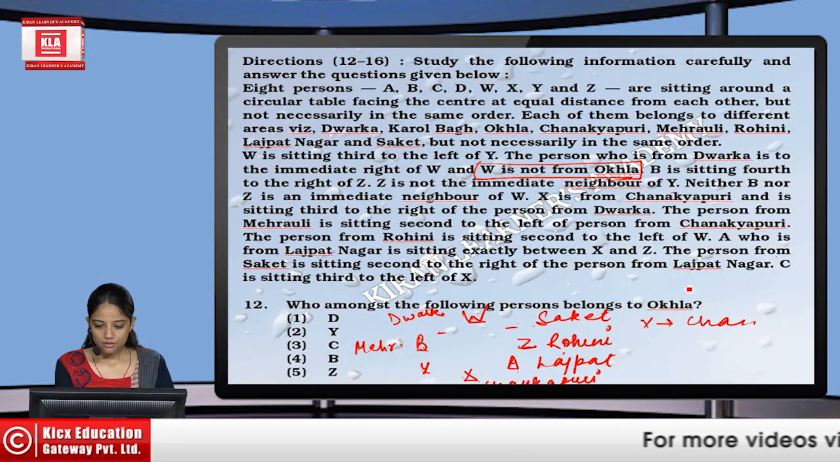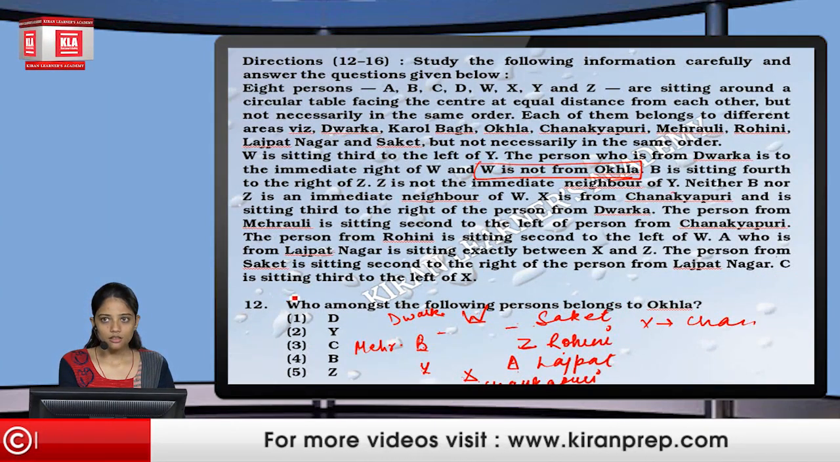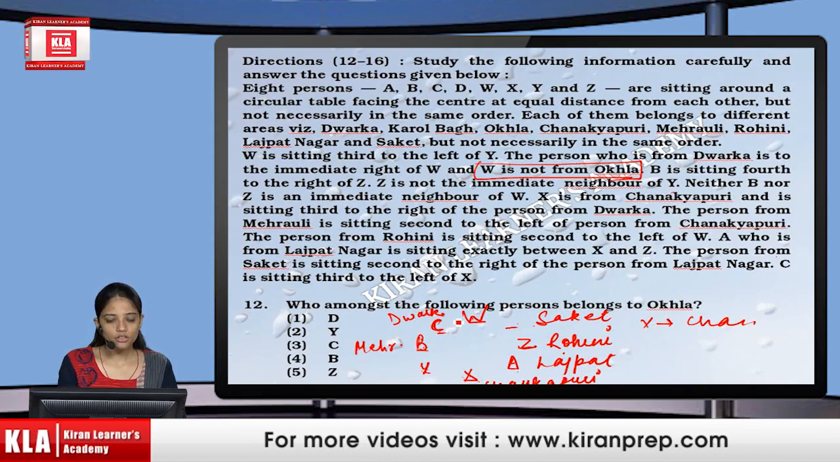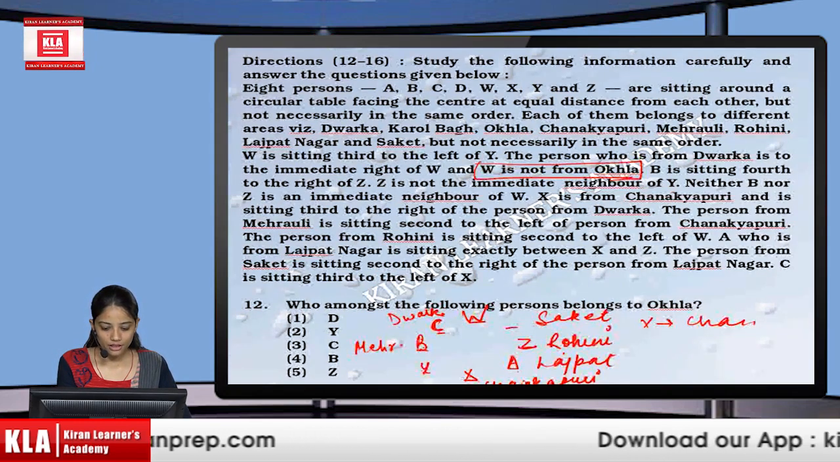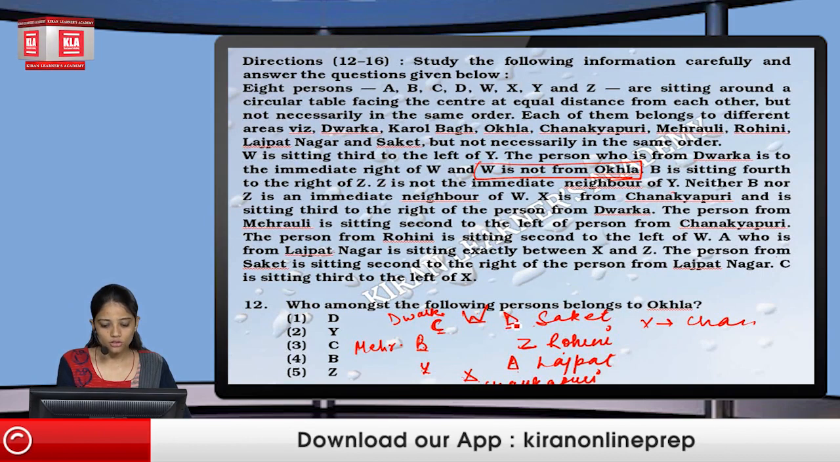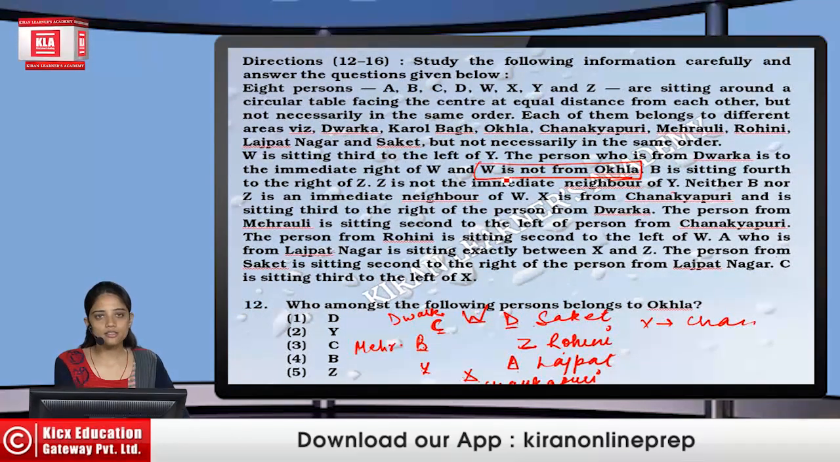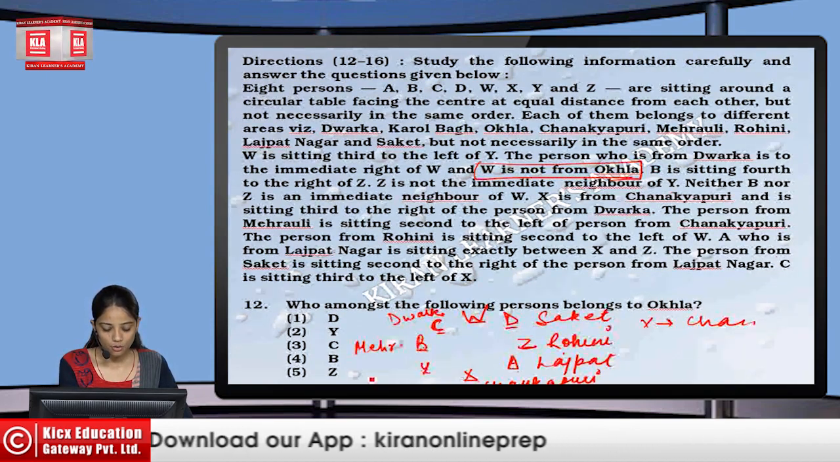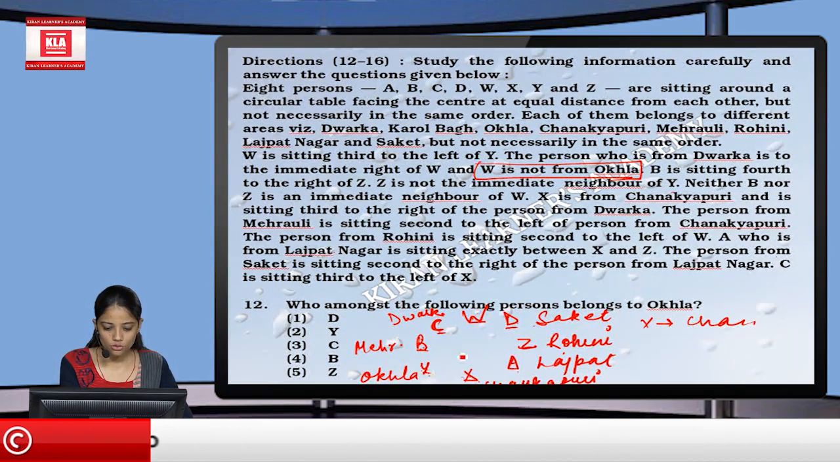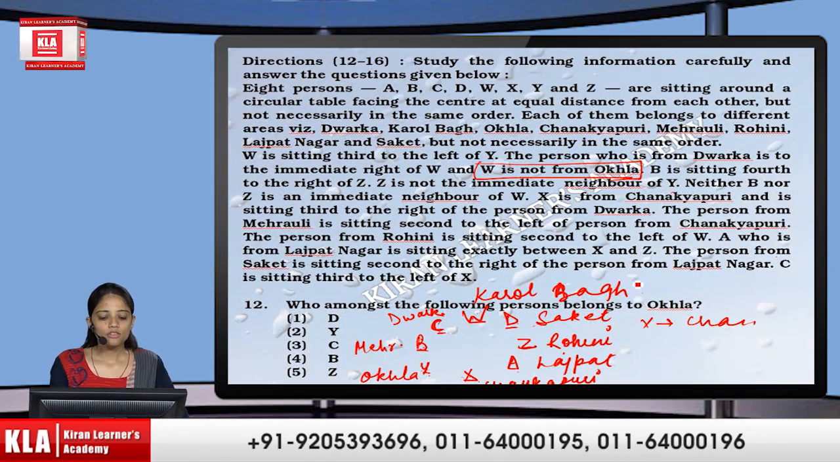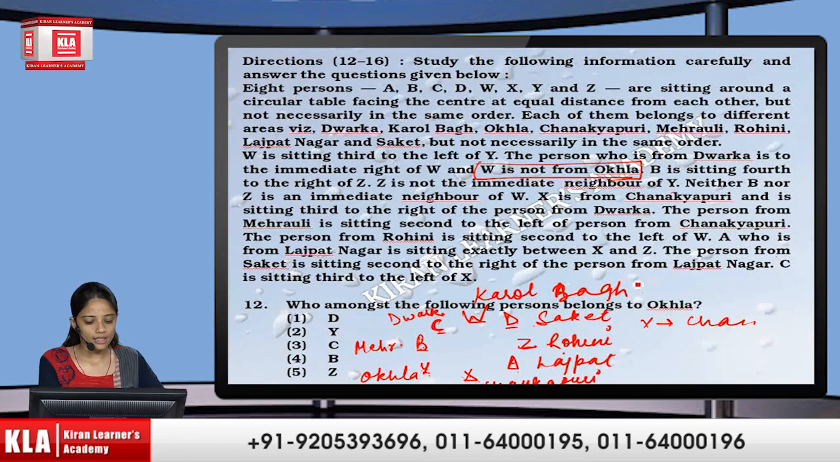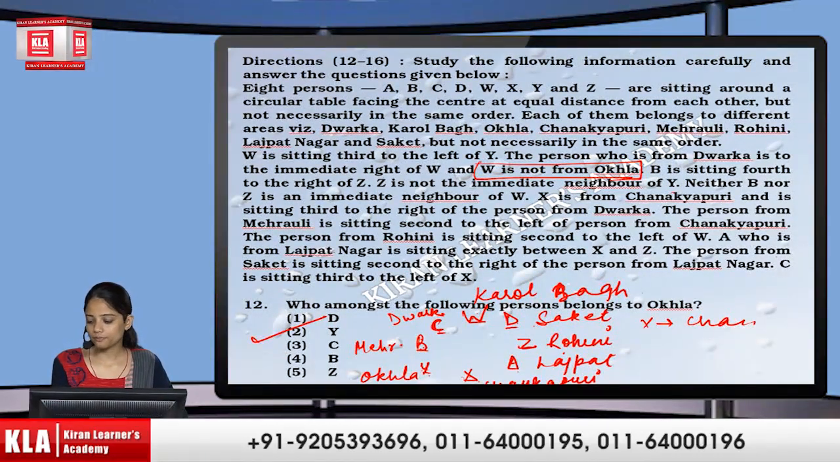Next, C is sitting third to the left of X. Third left of X means C is from Dwarka. And now the alphabets we are left with, that is D. So D is from Saket. Now the negation statement which we left earlier was W is not from Okhla. That means Y is from Okhla and W is from Karol Bagh, the only area left. Next we have, who among the following belongs to Okhla? That is Y, that means option number 2.